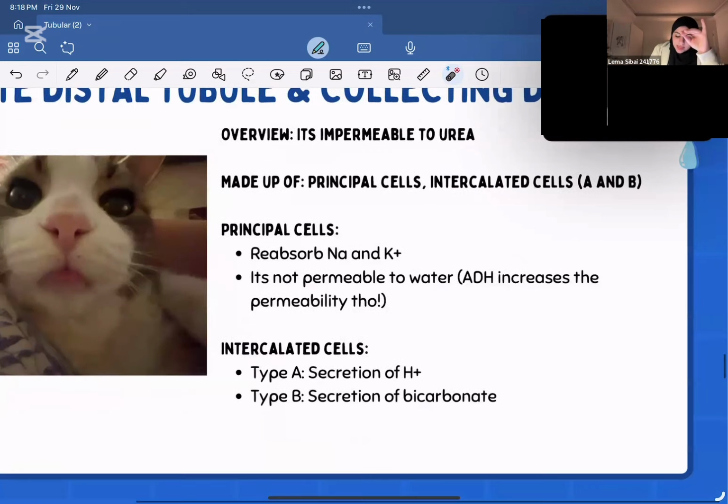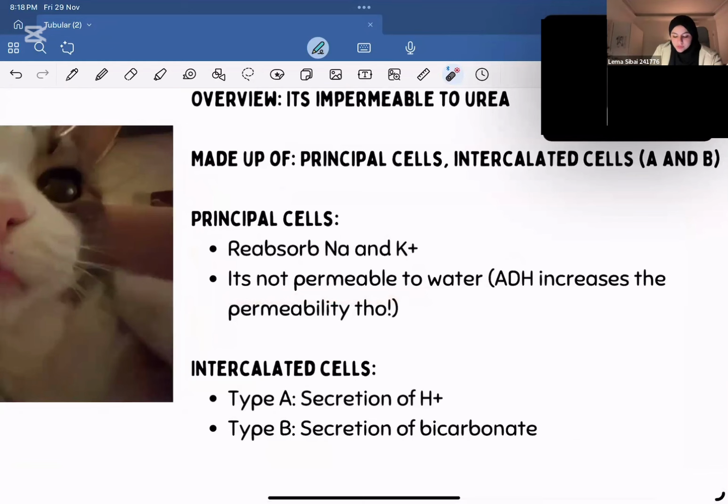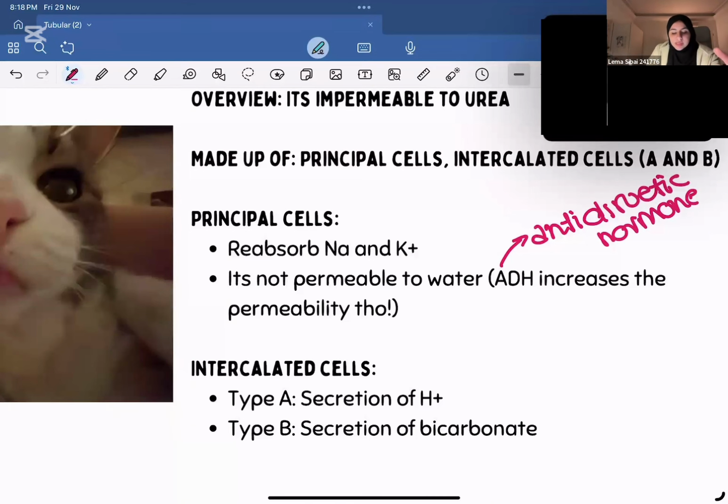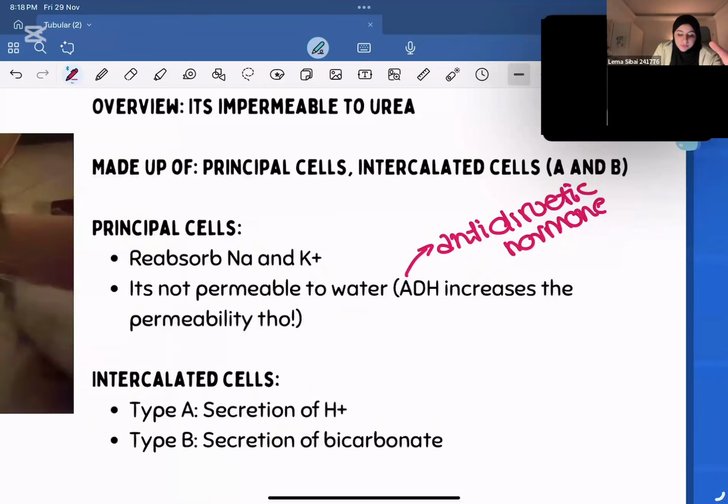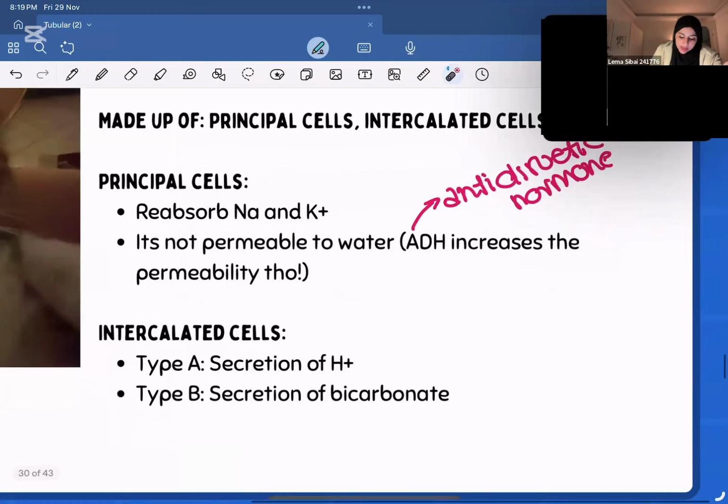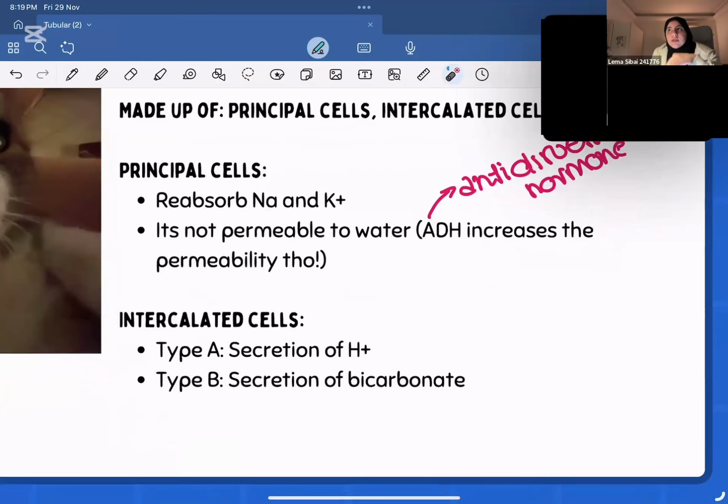And lastly, another reiteration, it's not permeable to water unless antidiuretic hormone, this is the hormone I was talking about. I said that they are not regulated unless hormones act upon them. Antidiuretic hormone increases the ability of the distal tubule to reabsorb water. Okay, and what are the intercalated cells for? Intercalated cells are more for acid-base balance because they deal with hydrogen and bicarbonate. Hydrogen is acidic and bicarbonate is alkaline. Alkaline just means basic.